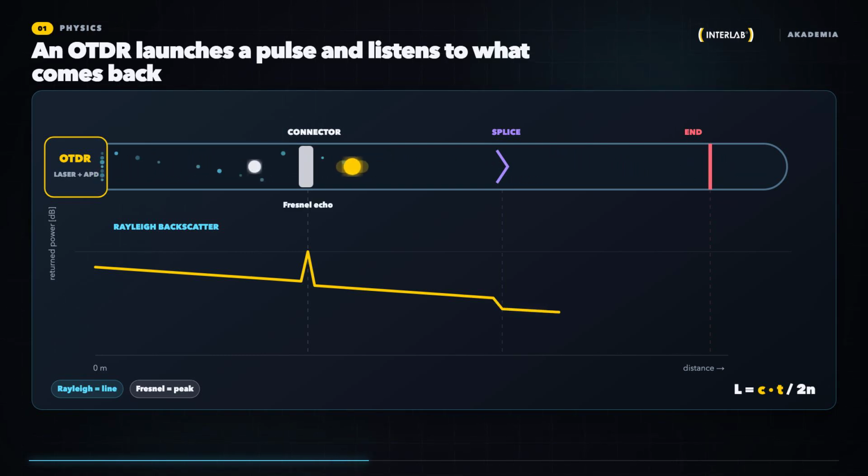The second mechanism is Fresnel reflection. It appears wherever the refractive index changes abruptly, at a connector, an air gap, a crack, or the end of the fiber. Instead of a smooth line, we get a strong peak.